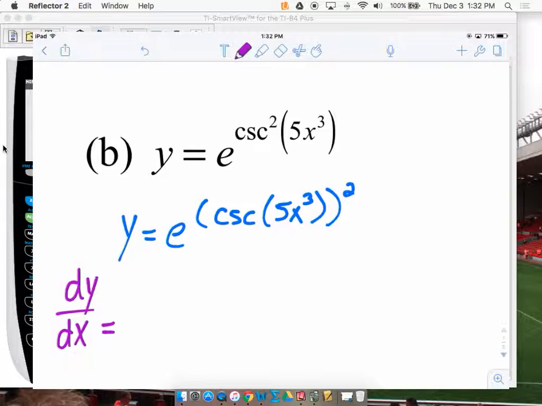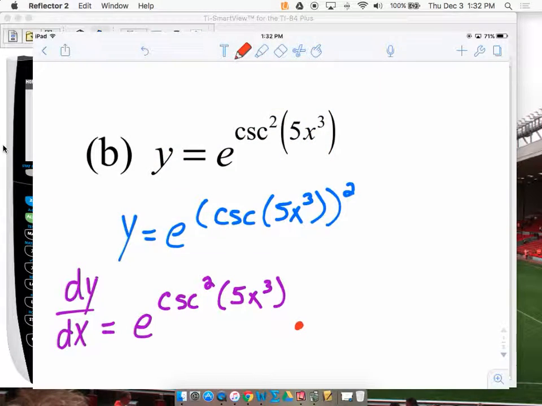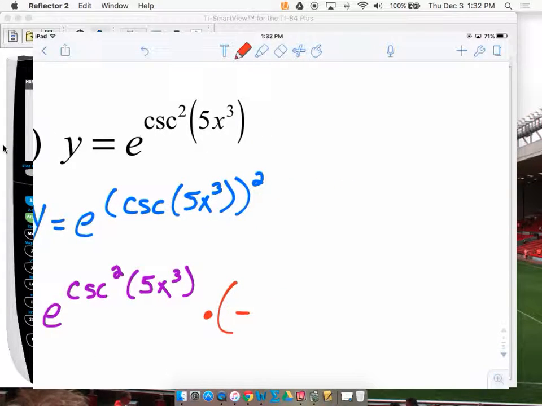So the derivative of e becomes just the same thing, right? So you have e to the cosecant squared of 5x cubed. Yeah, but eventually you're going to want to put it back like that, right? All right, now times the derivative of cosecant, which is, right. So you have negative cosecant of 5x cubed.